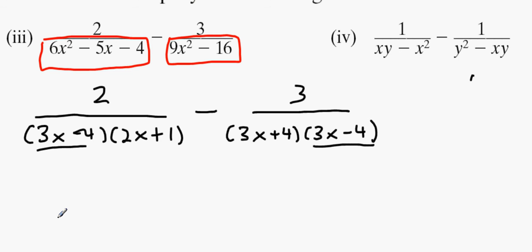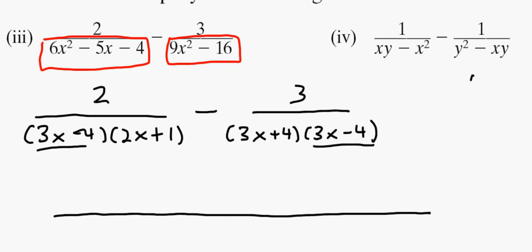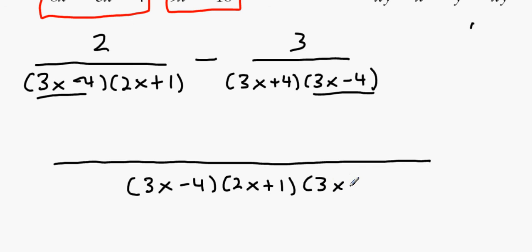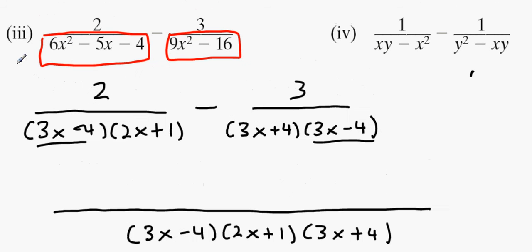This makes the lowest common denominator: 3x minus 4 into 2x plus 1 into 3x plus 4. Now, we have to figure out which one they did not have, okay? So, if we add in the extra one they didn't have, this one is going to end up with 3x plus 4 on the top, and it's going to end with 1 on the bottom.